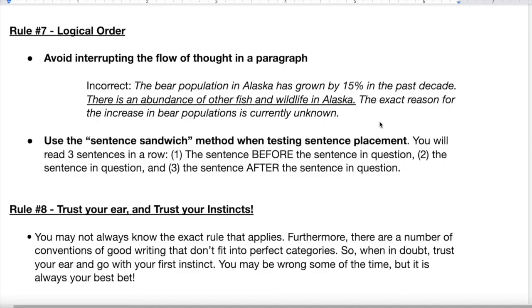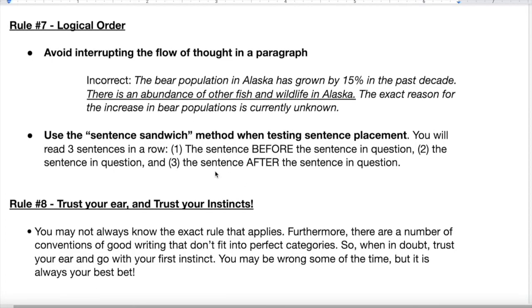You can change the subject, that's fine, but finish the discussion about bears. Don't be like bears, then another thing, and back to bears. You know what I'm saying? Those ideas just don't flow from one to the next. That underlined sentence needs to be somewhere else in the paragraph. I don't know where, but not there. Okay, because you're discussing the increase in the bear populations in the first sentence, and the third sentence does too, but the second sentence in the middle has nothing to do with it. So when you're testing sentence placement, and they'll say this sentence belongs where in the paragraph, and they give you a paragraph, you've got to plug it in.